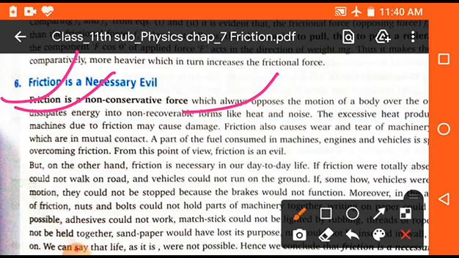Clear? So energy is dissipated into non-recoverable forms like heat and noise. The excessive heat produced in a machine due to frictional force causes damage. So we know that sometimes our machines become damaged due to frictional force, because the excessive amount of heat energy and light energy becomes waste due to friction. Clear?